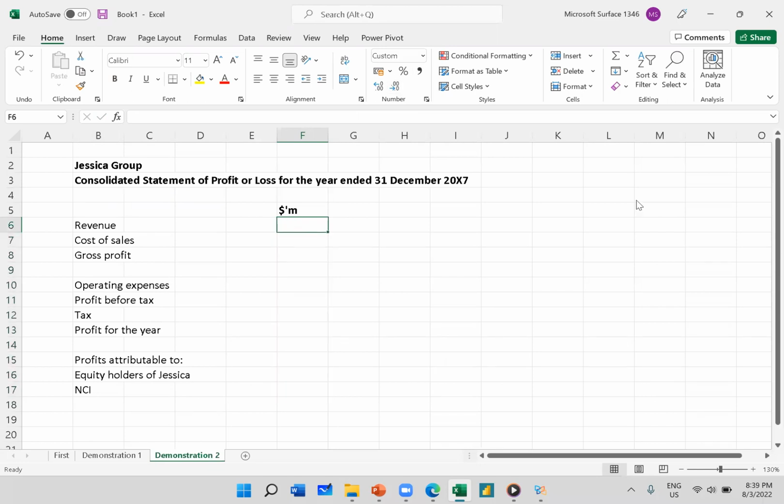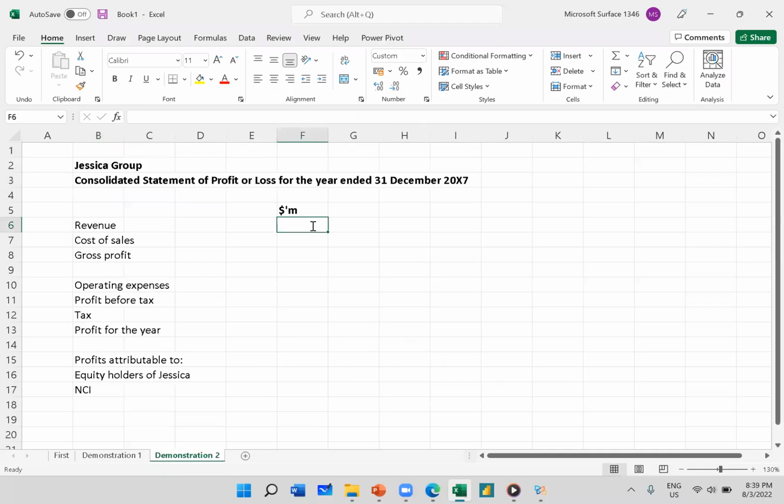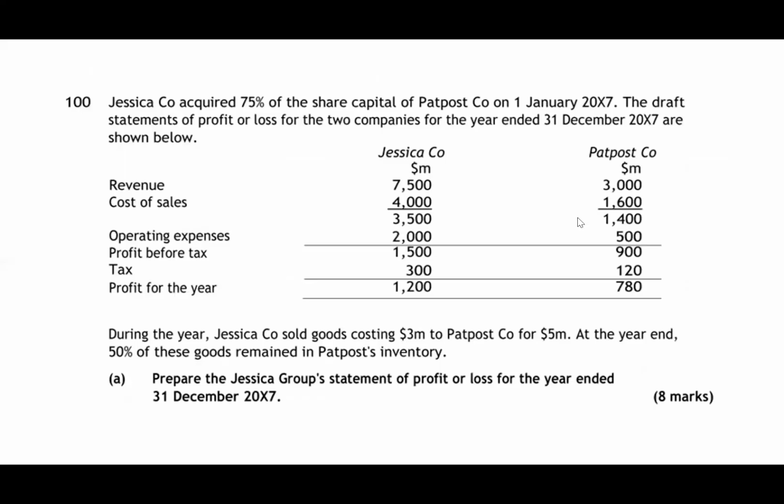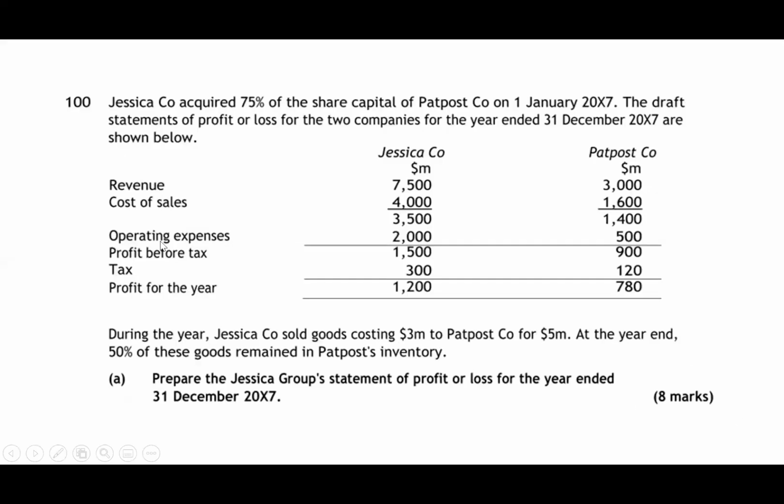First thing first, revenue, same thing, 7,005 and 3,000. Cost of sales, 4,000 and 1,006. That's all we need to do. Why are you so nervous, right? 4,900. For operating, in this case, we use the same term, yeah. Good to know.